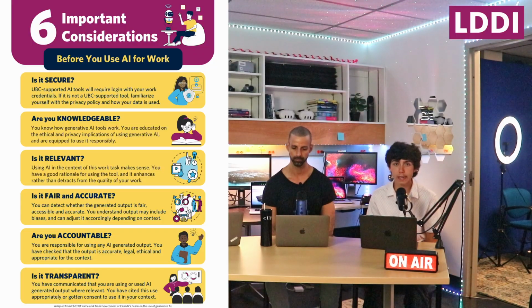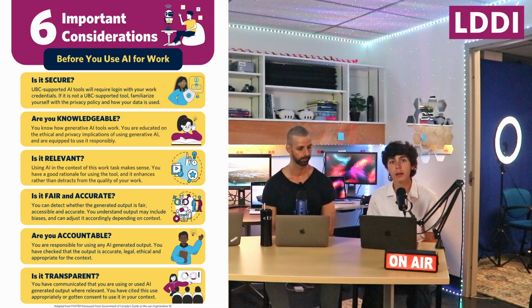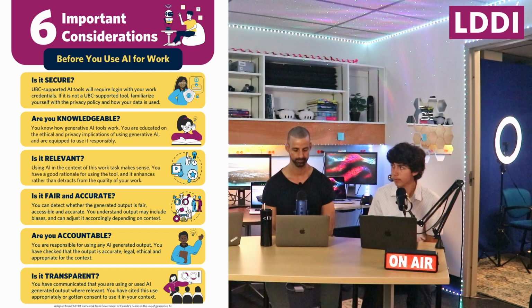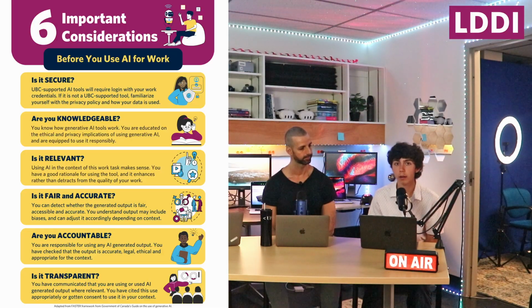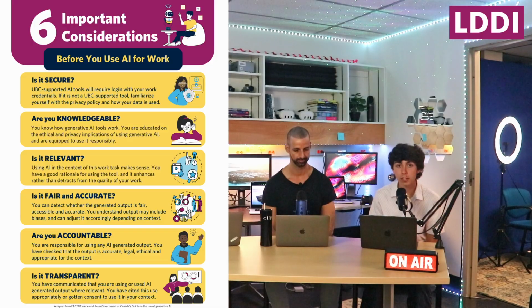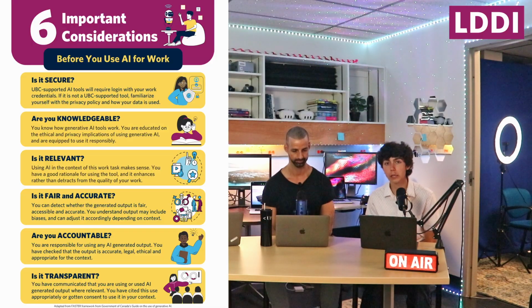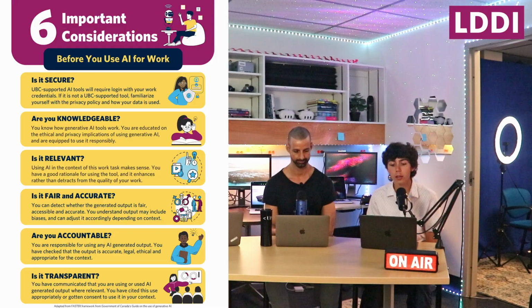So you want to consider, is it secure? This is something that I've been talking about, and you want to make sure, is it UBC PIA approved? If not, have I read over the terms of service? Have I looked at the privacy policy? If it's not secure, make sure that the data you put in is not sensitive. Are you knowledgeable? This ties into that. You want to make sure that you know the pros and cons of using the tool. You want to be knowledgeable about the bias, which is something that we're not going to get into, but that you can look at and we're going to talk about later. You want to be knowledgeable about all aspects of the tool.